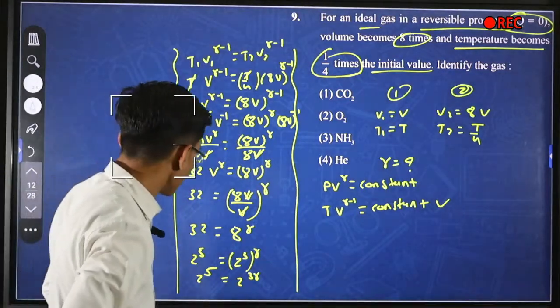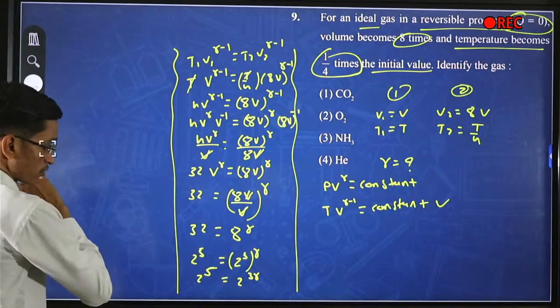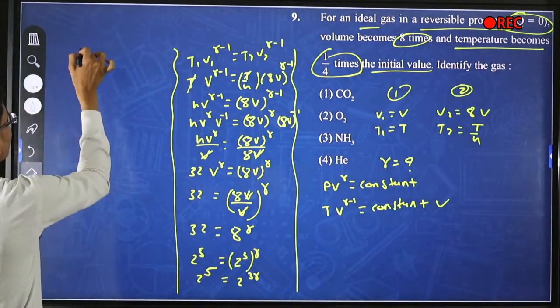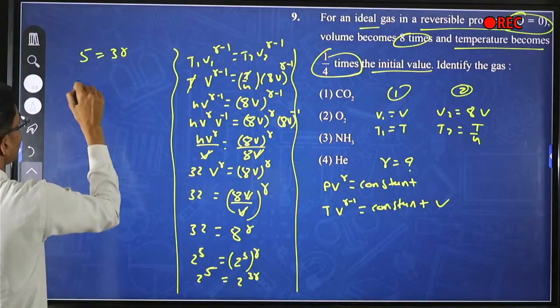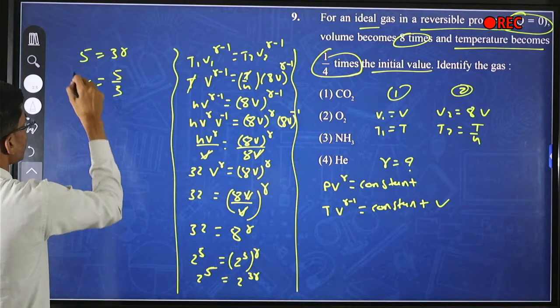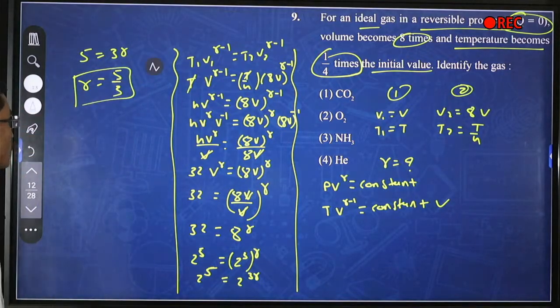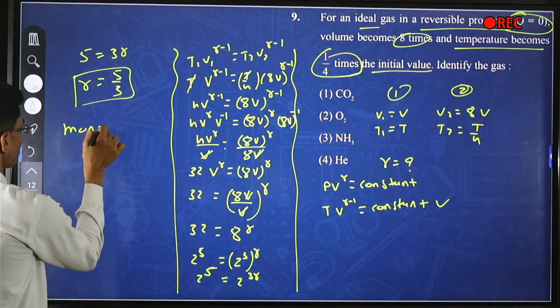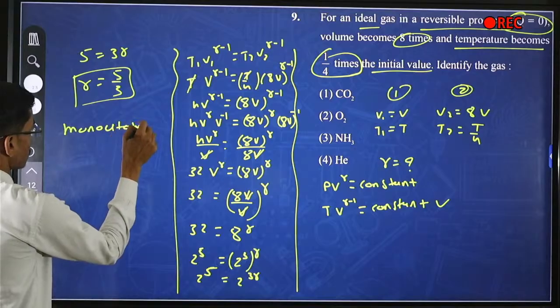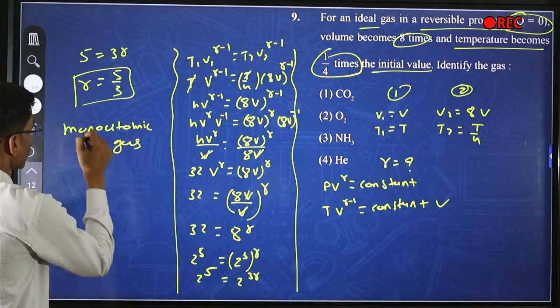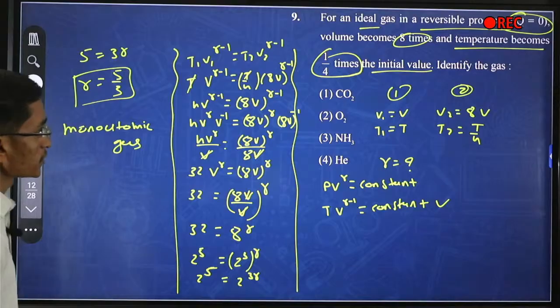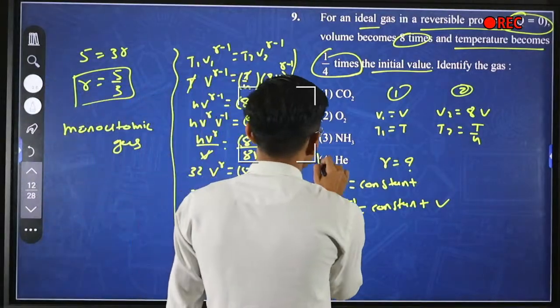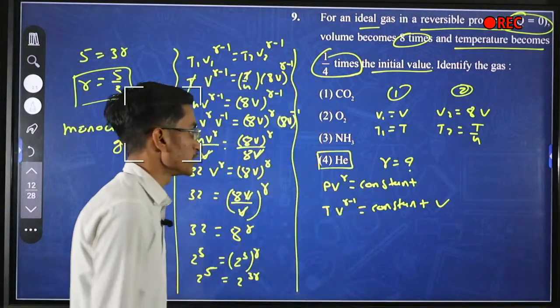I don't remember the value of gamma for different cases. 5 is equal to 3 gamma, and gamma is equal to 5 by 3. Gamma is 5 by 3 for monoatomic gas. And the monoatomic gas in these options is only helium. So helium is the correct answer.